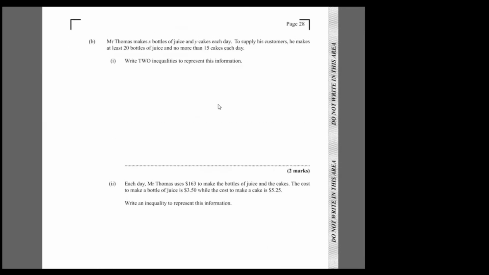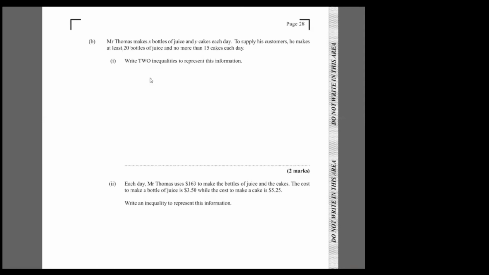Nice and easy. Soft. Now let's look at part B. Part B says Mr. Thomas makes X bottles of juice and Y cakes each day to supply to his customers. He makes at least 20 bottles of juice and no more than 15 cakes each day. Write two inequalities to represent this information.